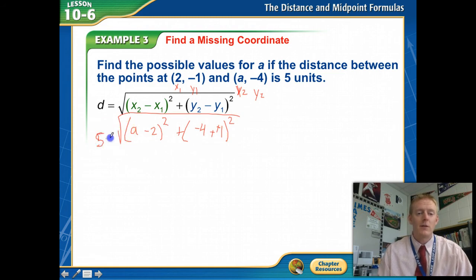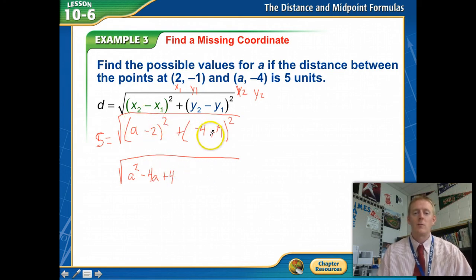This is a 5 according to the problem. So we're going to simplify. A minus 2 squared, I have to FOIL. A minus 2 times a minus 2. Now, in order for us to save some time, I'm going to tell you, as you remember, hopefully, a squared minus 4a plus 4 is a minus 2 squared.